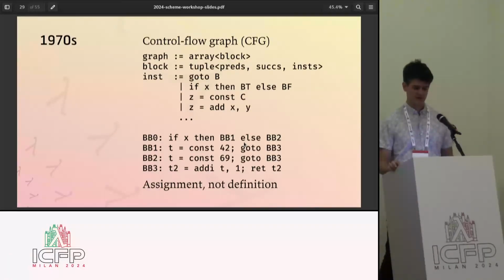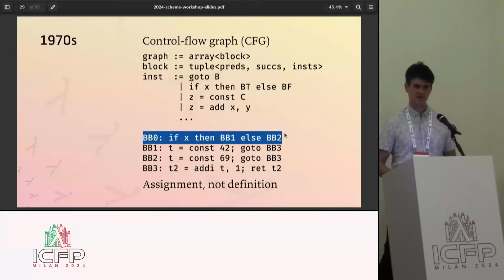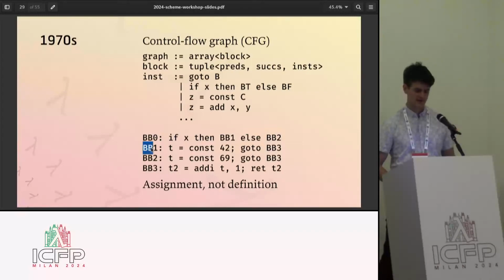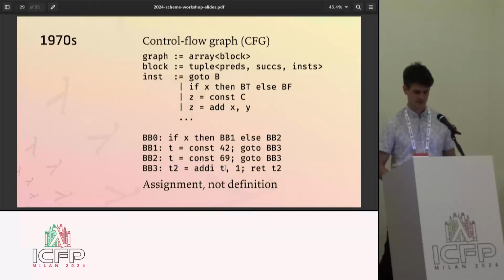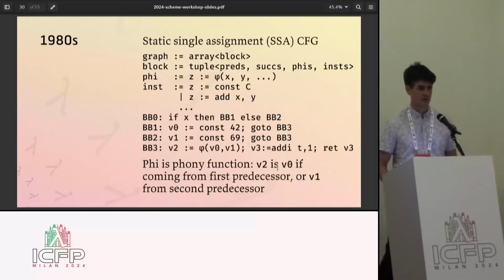You have basic blocks, you have GoTo, essentially. Your program is represented as a graph. Your graph is an array of blocks, and each block has predecessors, successors, and instructions in it. And in the 70s, the instructions were control instructions like GoTo, but also assignments, not variable definitions, assignments to locations. And so in our example, we could have basic block 0, in which we branch on the value of x to either BB1 or BB2. And then in BB1, we would assign 42 into the location denoted by T, and then go to BB3 at the very end. But the other branch would be to assign 69 to the same location denoted by T. You have one location and 2 assignments in your program. And then finally, you add 1 to the value of that location and then return it. Assignment, not definition. Hard to work with, as we all know.